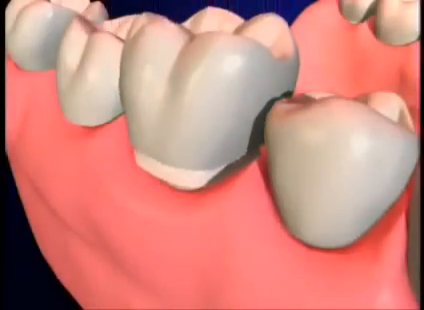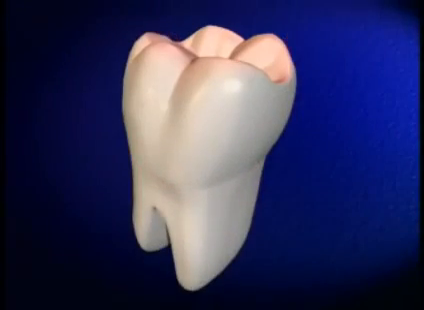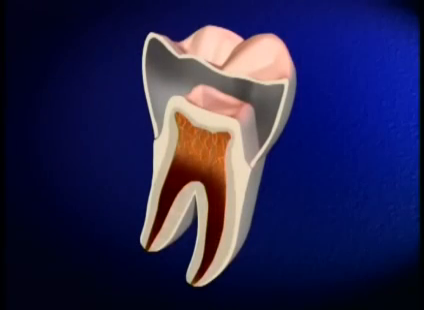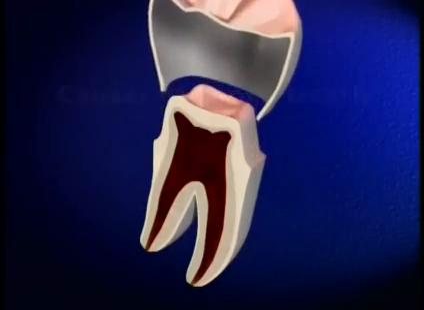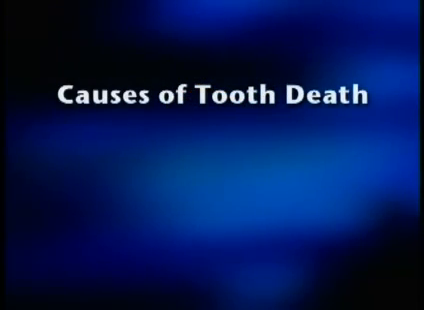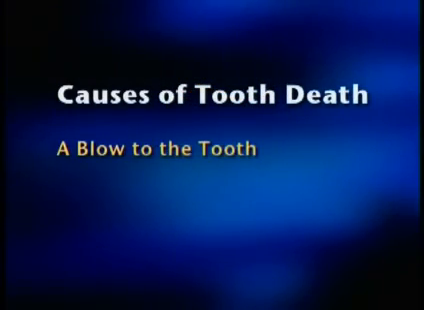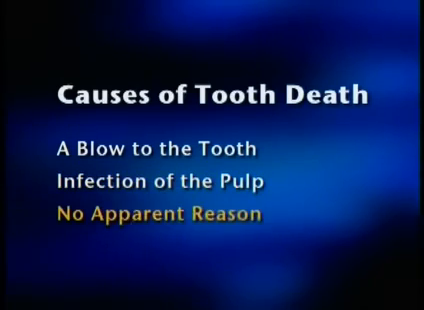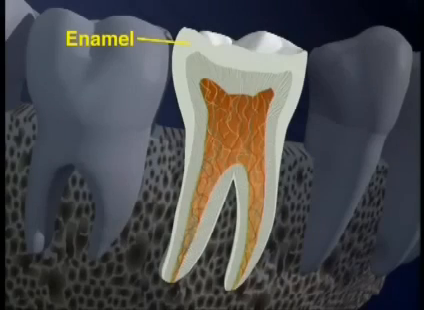Anytime a tooth has been damaged and needs a restoration, including a crown or a filling, there's a possibility that the tooth pulp has been injured and will eventually die, resulting in the need for a root canal to save the tooth. Teeth die for various reasons. A blow to the tooth that causes pulp damage, germs infecting the tooth pulp, and sometimes for no apparent reason at all.